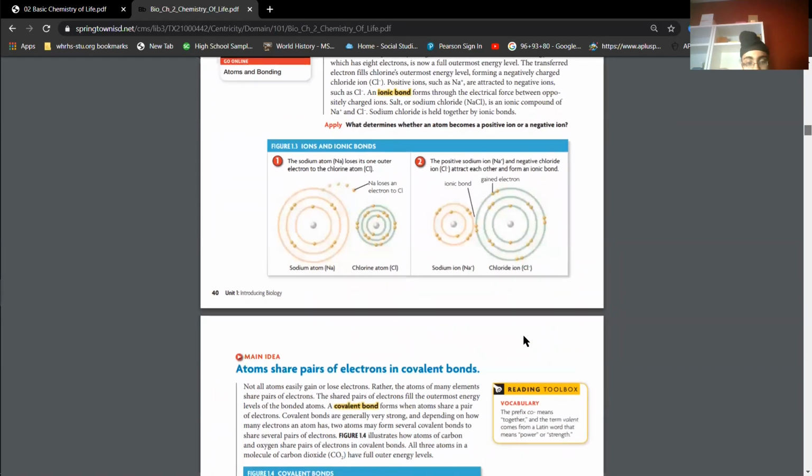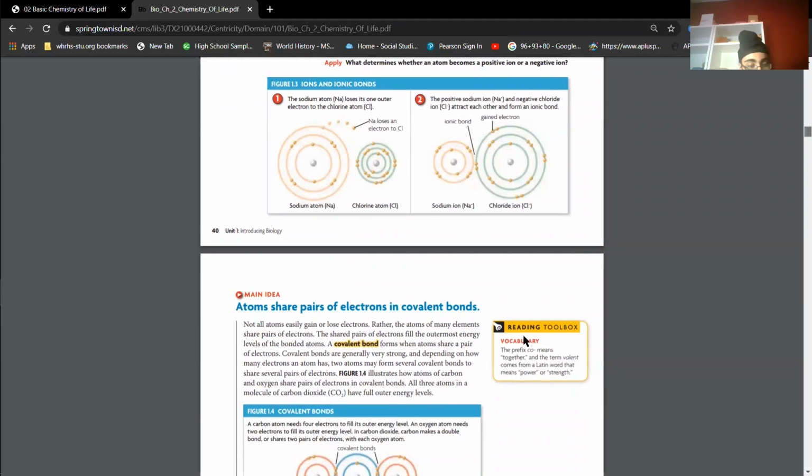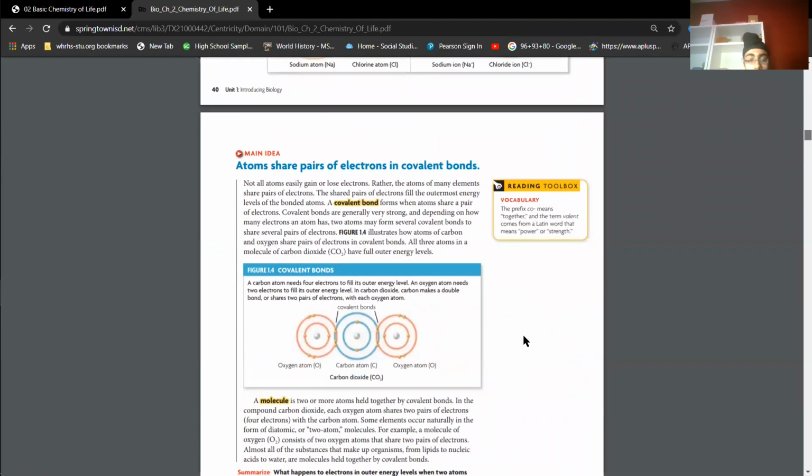There's also another type of bond that's called covalent bonding. Covalent bonding is more like a share. They start to share electrons. So in the example here, we have carbon and oxygen forming CO2. A carbon atom needs 4 electrons to fill its outer energy level, and an oxygen atom needs 2 electrons to fill its outer energy level.